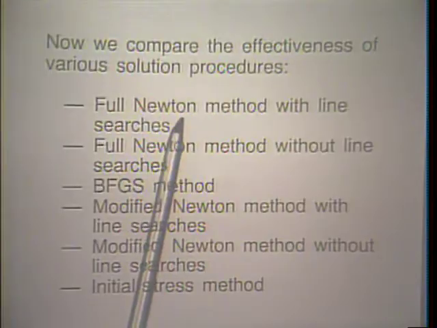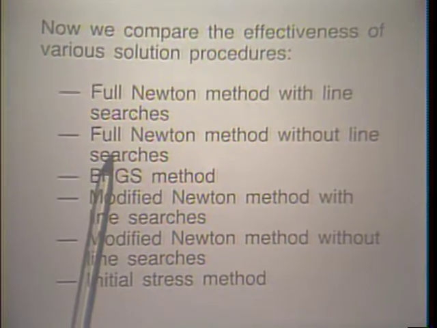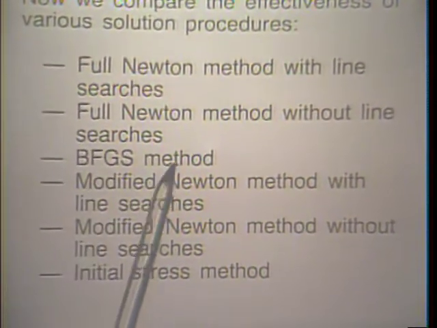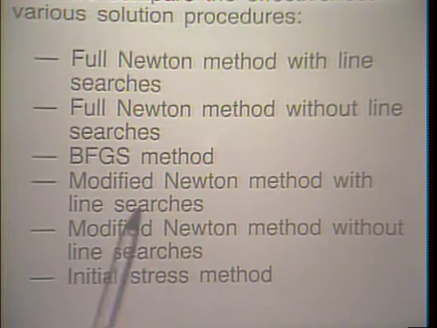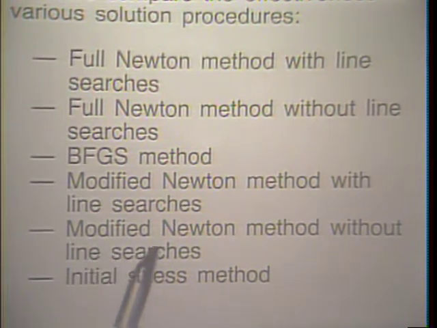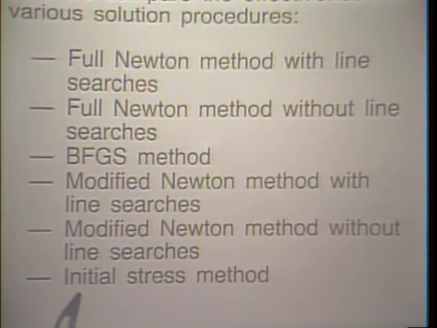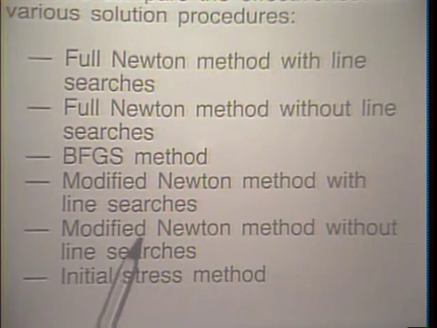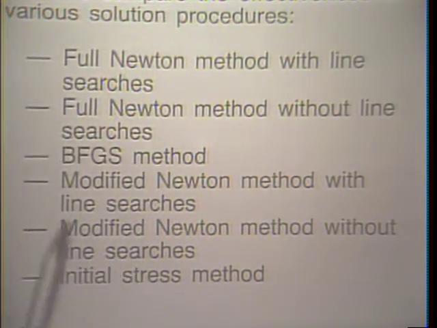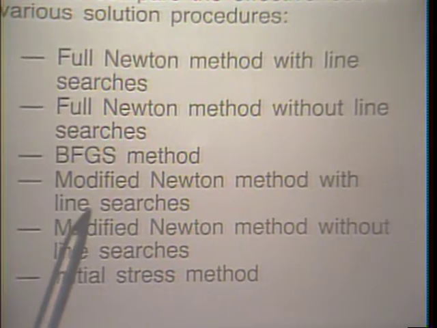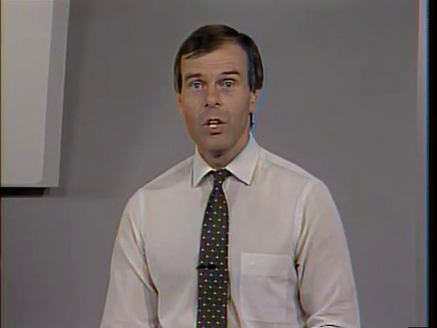The purpose of the analysis was really to compare various solution algorithms. The full Newton method with line searches, the full Newton method without line searches, the BFGS method, the modified Newton method with line searches, the modified Newton method without line searches, and the initial stress method. Now please recall that all of these techniques were discussed in a previous lecture, and I'd like to refer you back to that lecture to read up on this material if you are not very familiar with what I mean here.